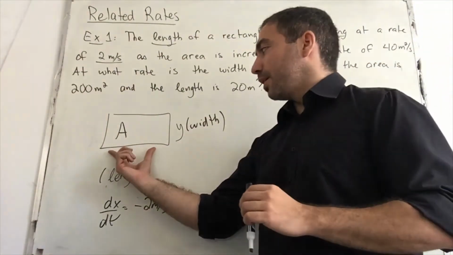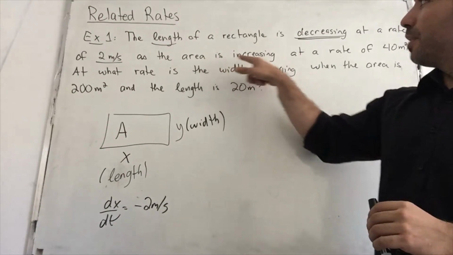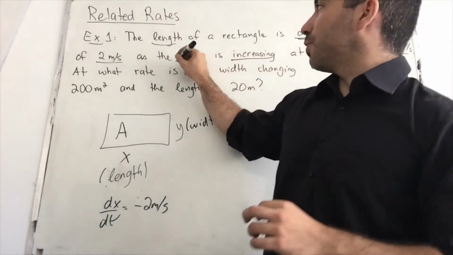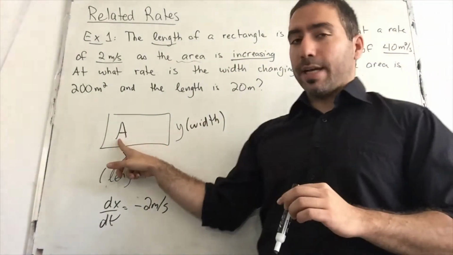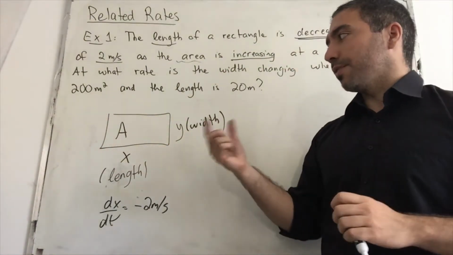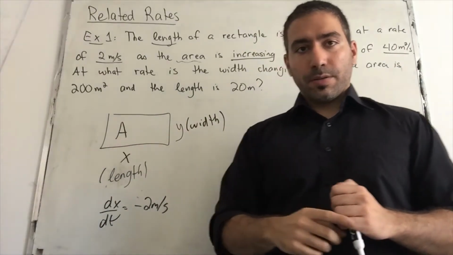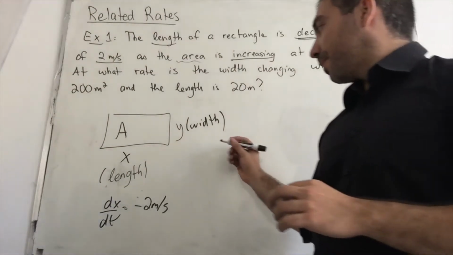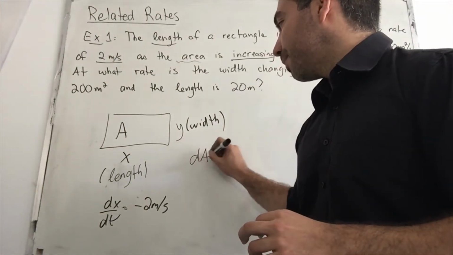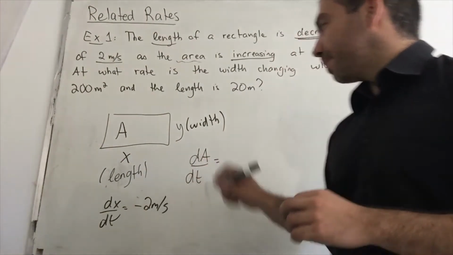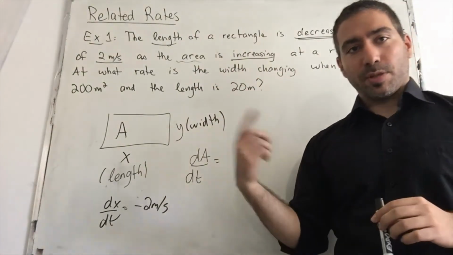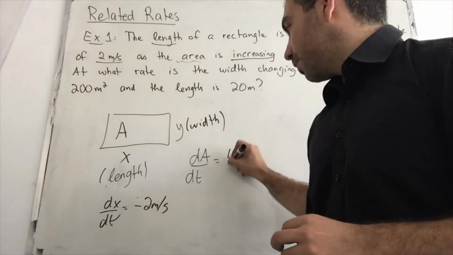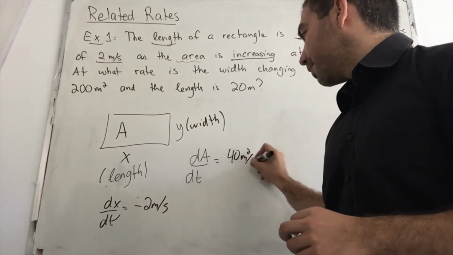So the length here is getting smaller. At the same time, the area is increasing at a rate of 40 meters squared. So we have the keyword increasing, and we're talking about the area. So it's not the fixed area, it's the derivative of the area. So we're talking about the change in the area with respect to time. We're talking about dA/dt. So the area is increasing, so we know it's going to be positive, at a rate of 40 meters squared per second.